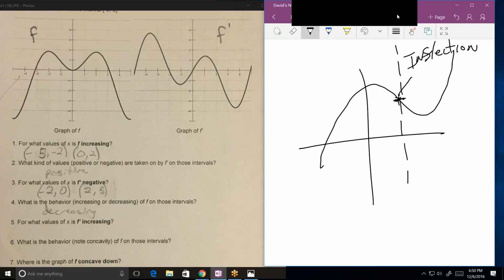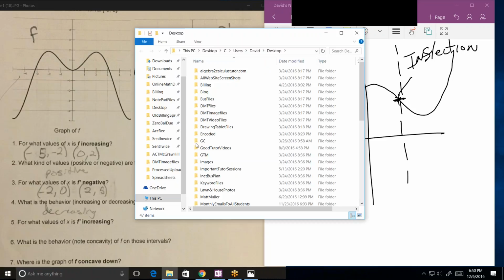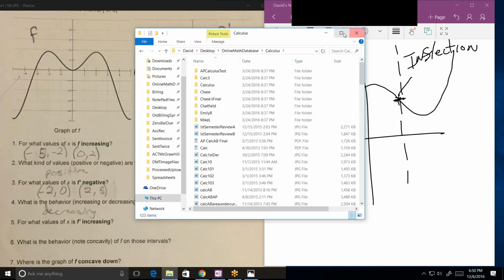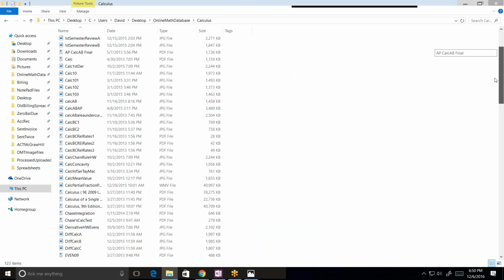Let me bring up something I want to show you. I've wanted to show you this for a long time. I've never had it with me. I think I brought it over one time. And I want to show it to you because it's so good at explaining the difference between function, first derivative, and second derivative. Just got to find it.